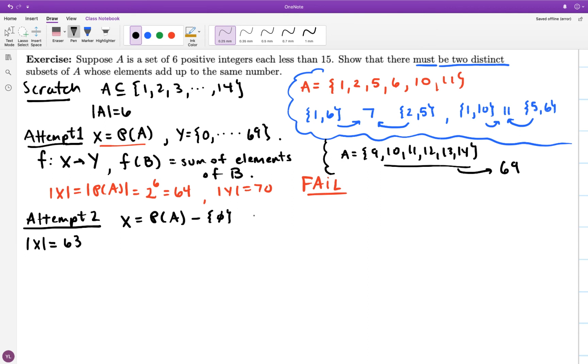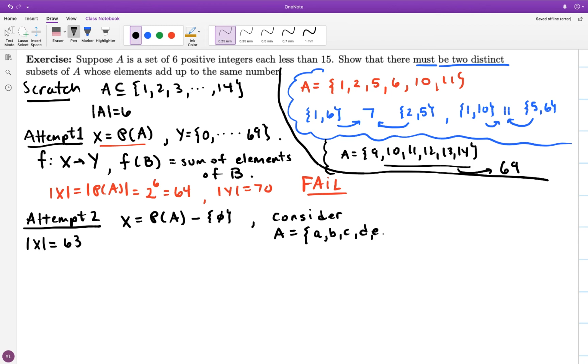Okay, and then let me consider what A looks like. I'm not sure what the numbers in A are, but I'm just going to give them names so I can talk about them real quick. So let's give them variable names. Let's say A is a, b, c, d, e, f, and we've seen some possibilities up here for what those numbers could look like. And I'm just going to order them from least to highest. This is the lowest number, and this is the highest number in A.